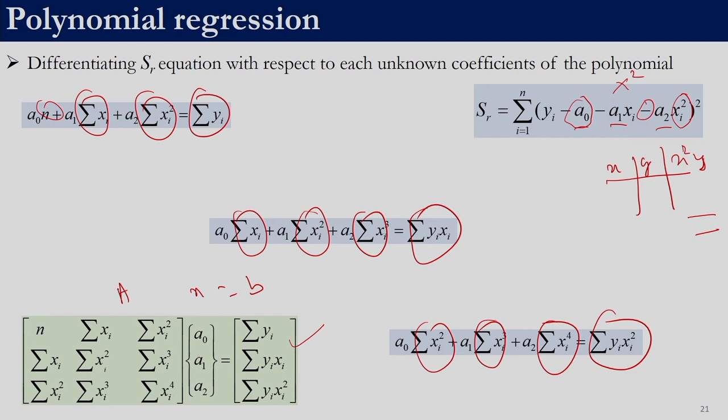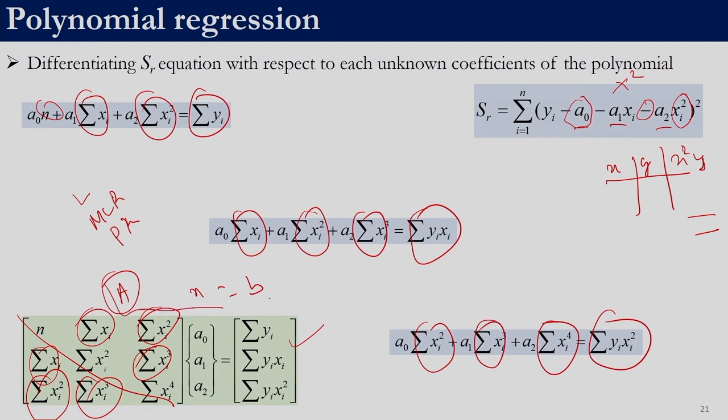So in all the three cases, in linear regression, multiple linear regression and polynomial regression, if you see the coefficient matrix, it would be symmetric. So sigma xi, sigma xi square, sigma xi cube, sigma xi cube. This is the diagonal, so it will be symmetric. This matrix will also be positive definite. And there are better, efficient methods to solve this Ax equal to b.